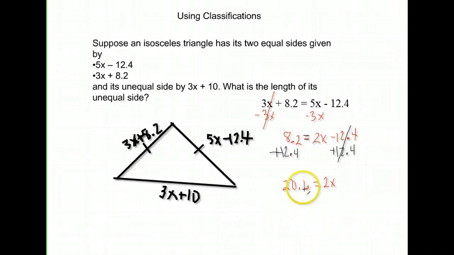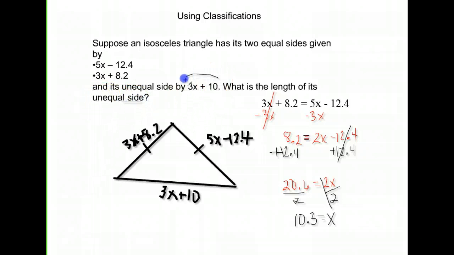All right, and now I have one final step. I have 2x equals 20.6, and I want to solve that for x. So I have 2 times the x, so I would do the opposite of that and divide both sides by 2. And I have my answer for x. Now, is that the answer to my question? Is that what they asked for? It's not. It's a necessary step. It's something I had to do anyways. But no, they want to know what's the length of the unequal side.